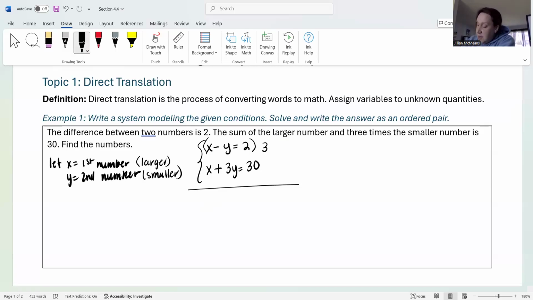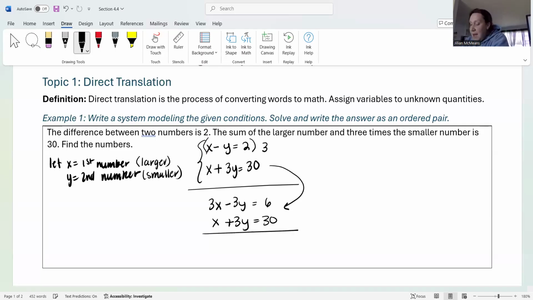So 3 times x is 3x. 3 times -y is -3y. And then 3 times 2 is 6. If we had multiplied by -3 here, the y term would have actually been positive, and when we added the two equations, nothing would have canceled out. Okay, now I'm just going to bring down the second equation. It is x plus 3y equals 30.